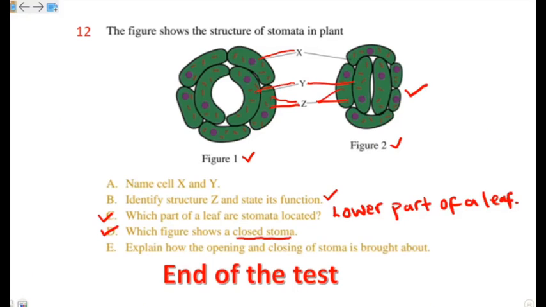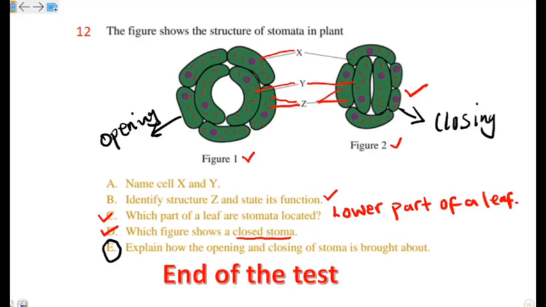All right, guys. So we've now come to our question E right here. Explain how the opening and closing of the stoma is brought about. So we have said this figure shows the opening, and this one shows closing. So they want you to explain how the opening and closing of the stoma is brought about. So we must know that the stomata opens when water enters the guard cell, and it closes when water leaves the guard cell.